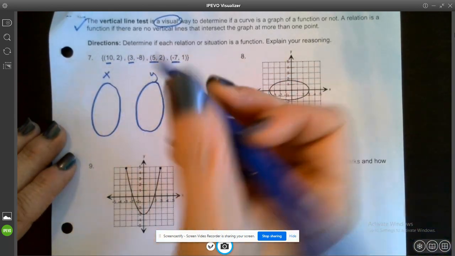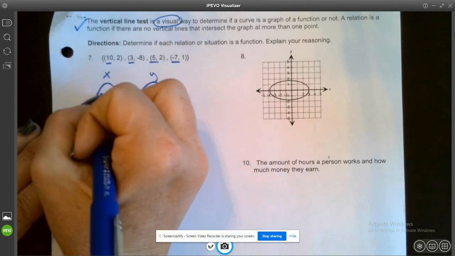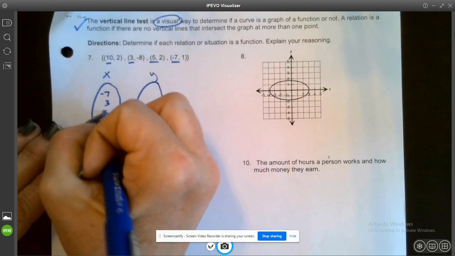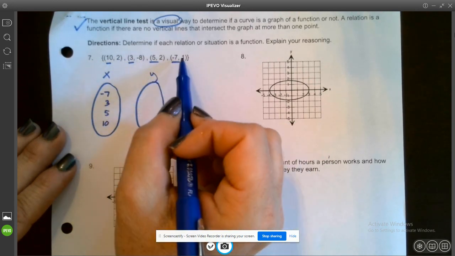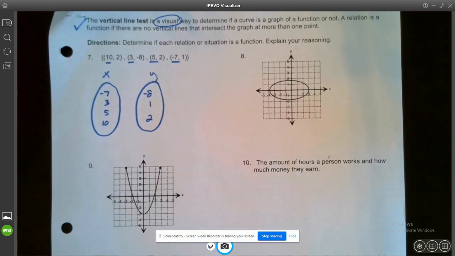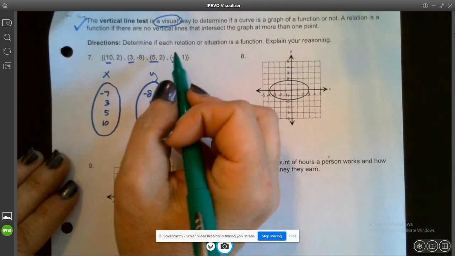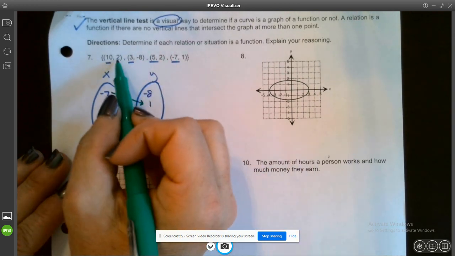If I create a mapping to explain it better, we've got x values 10, 3, 5, and -7. I'll start with -7, then 3, 5, and 10. For my y values, I've got 2, -8, 2, and 1, so maybe -8, 1, and 2. I can just pair it up. -7 goes to 1. Oh wait, I went out of order. Let me do 10 too.